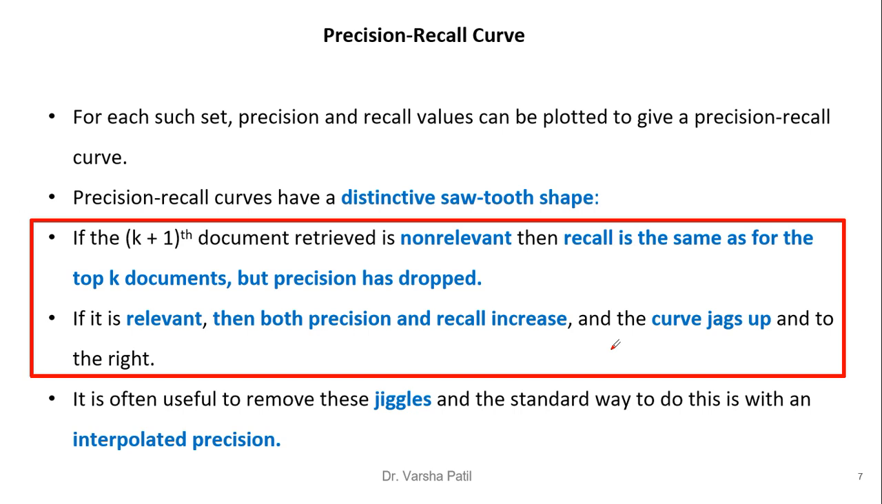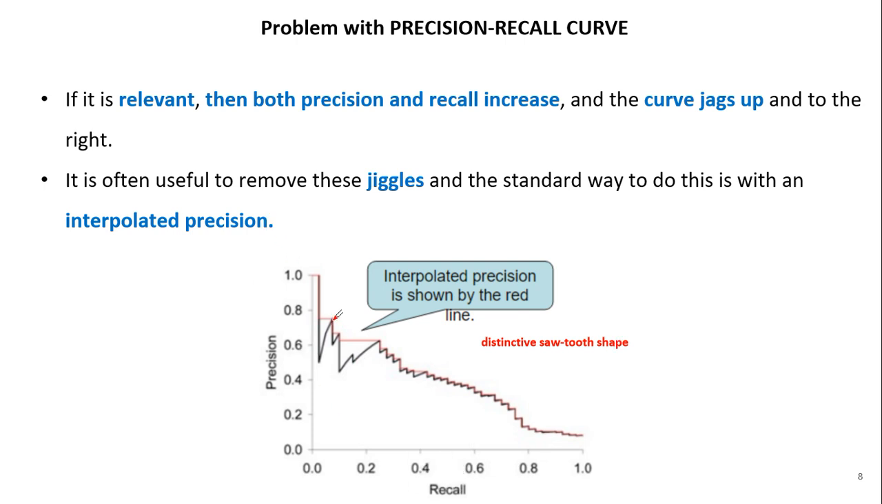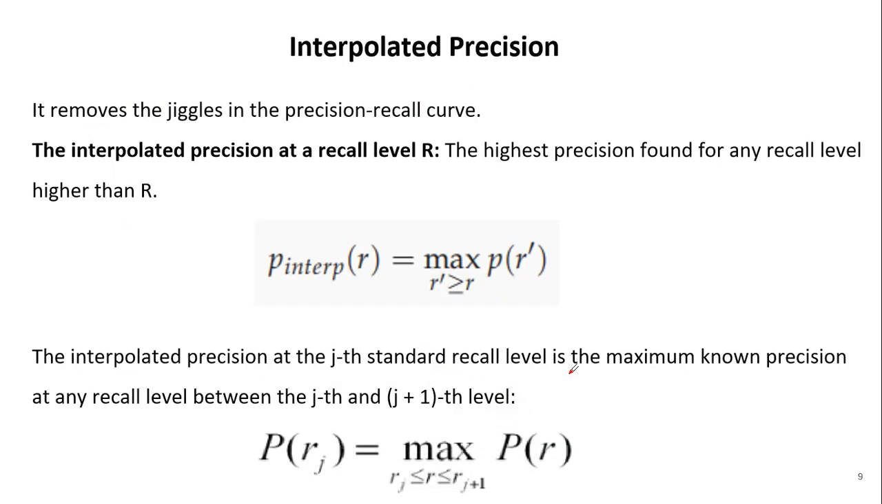When we want to compare, this is disturbing because the curve looks like this. So instead of that we want the values interpolated. When we plot the values in an interpolated fashion, we get a shape like the one represented in red color. To obtain this we require interpolated precision. In the literature there are 2 formulas for interpolated precision. One is r dash greater than or equal to r, and the other is between. For r we are taking between rj and rj plus 1.